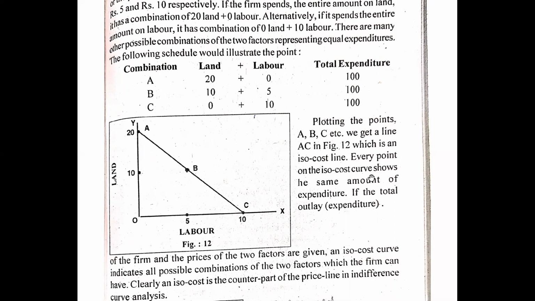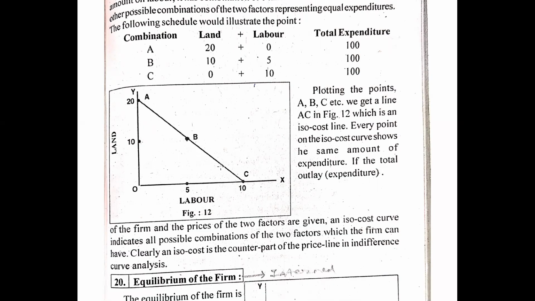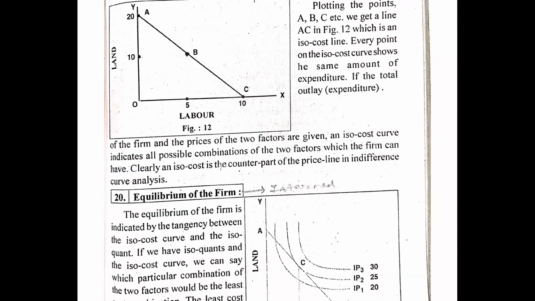Every point on the isocost line shows the same amount of expenditure, or the total outlay. So each point on this isocost line gives us the same amount of expenditure, that you need to understand very well. Now we will read further.